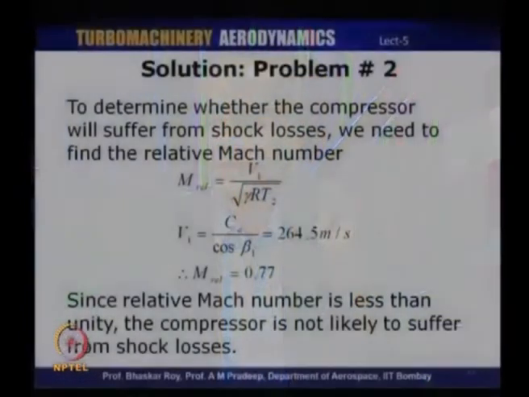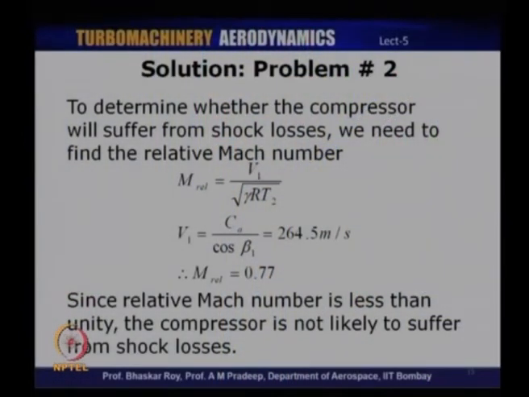That is, if the Mach number exceeds 1, then there is a chance that there could be shocks present in the flow. Now, there are two ways of determining the Mach number. One is based on the absolute velocity and the other is based on the relative velocity. We are going to make use of the relative Mach number and determine whether that is indeed greater than 1. For this problem, we will need to find the relative Mach number at the tip of the compressor and compare it to 1. If it exceeds 1, then the flow might see shocks. So, let us calculate the relative Mach number and see if it is greater than 1.